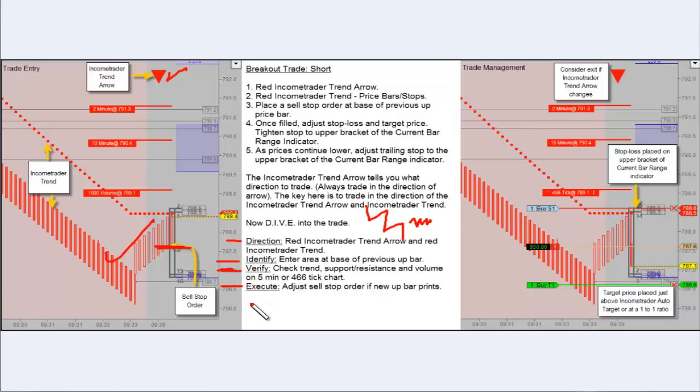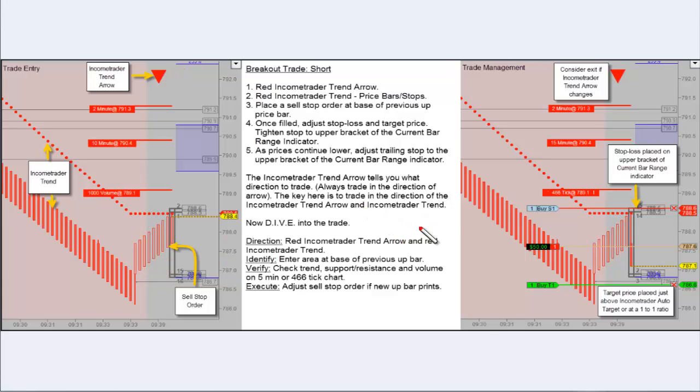And lastly, we're going to execute the sell stop order. In other words, if we continue to print red bars, we'll just move our sell stop. Like at this point, as we were starting to retrace up through here, I would have a sell stop order. If this bar was forming, I'd have it at the base right there. Once that one stopped forming and this one was forming, I'd have it at the base right there. So I'm stepping it up.